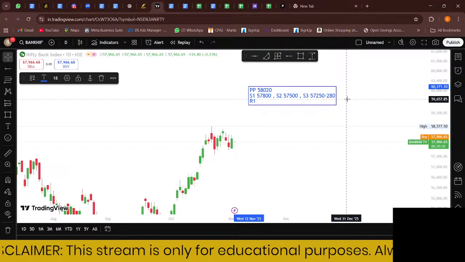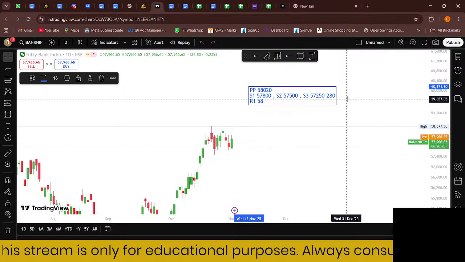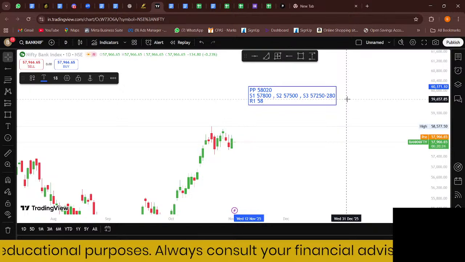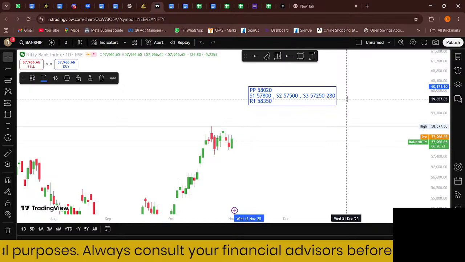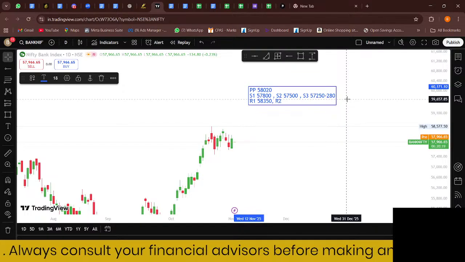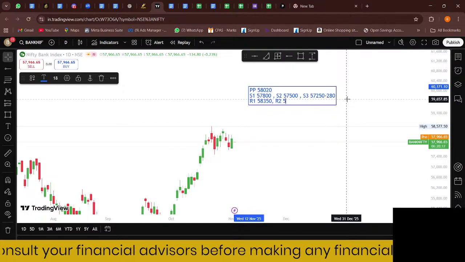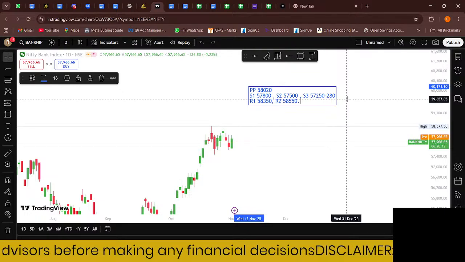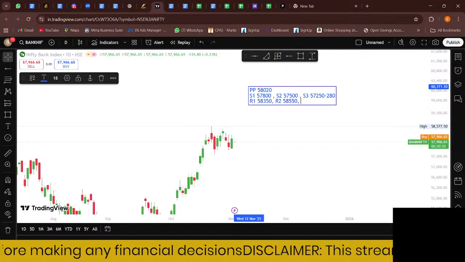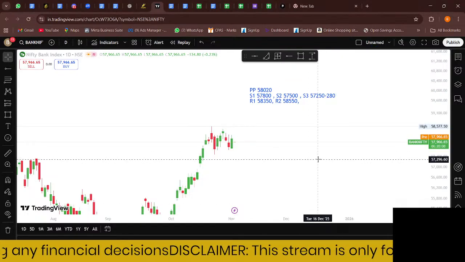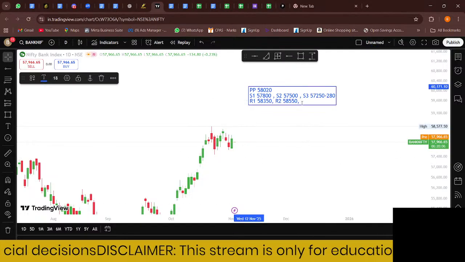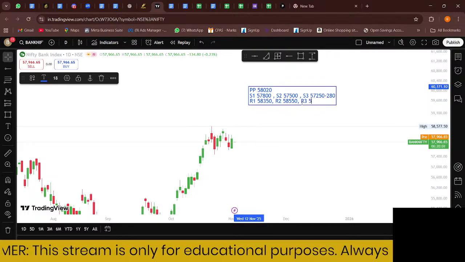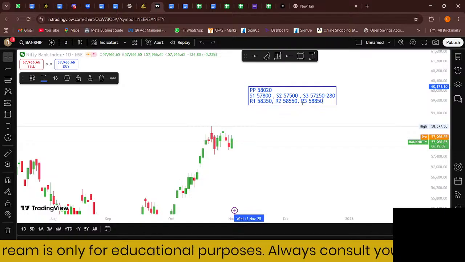So resistance level will be at 58,350. First resistance will be at 58,350 range, not 250. And R2 will be at 58,550. 58,550 will be the R2, and R3 will be at 58,850. 58,850 will be the R3.